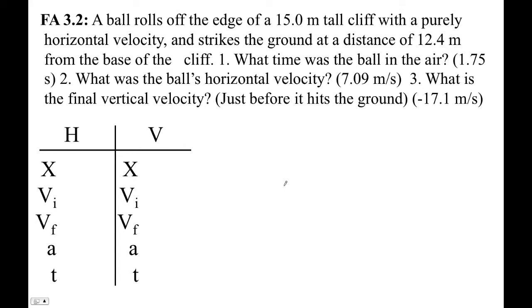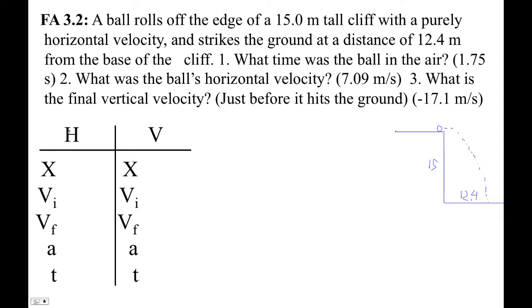Let's go through this formative assessment 3.2 here. We've got a ball rolling off the edge of a 15-meter tall cliff. Let's draw a little picture here. It lands 12.4 meters from the base. It's 15 meters tall and must follow some trajectory like this. We want to know what time it's in the air, its horizontal velocity, and its final vertical velocity just before it hits the ground.